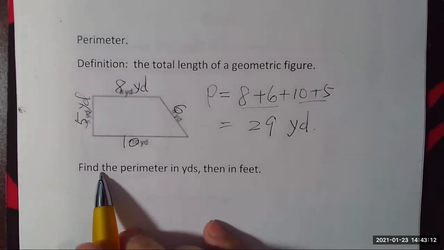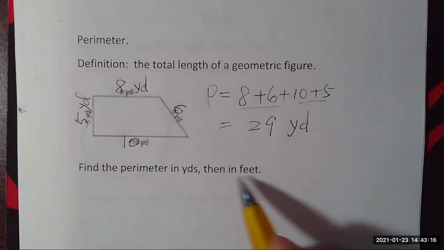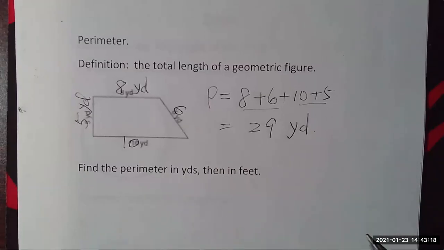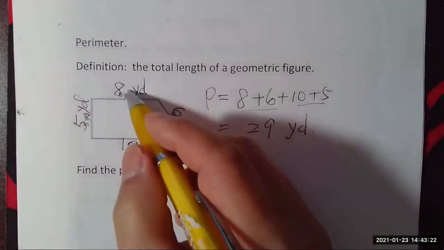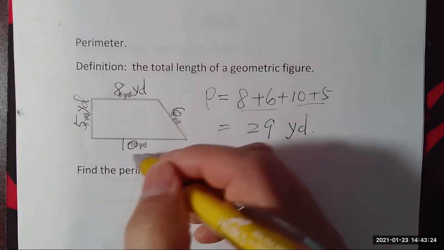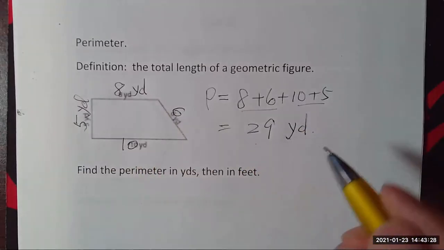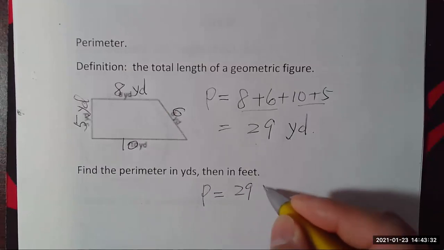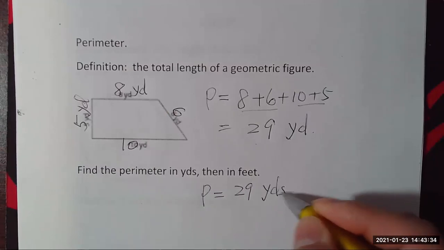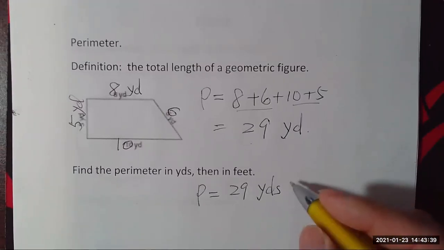But the requirement is that we find the perimeter in yards, and then in feet. So what do we do now? You don't have to convert each of these to feet and add them together again. You just convert this final answer from yards to feet. So let's do that. Perimeter equals 29 yards. Still remember how to do unit conversions? We did that in the last video.